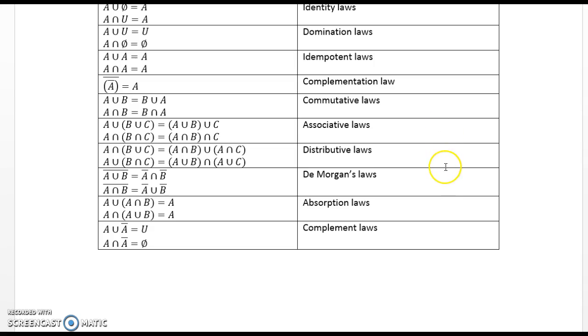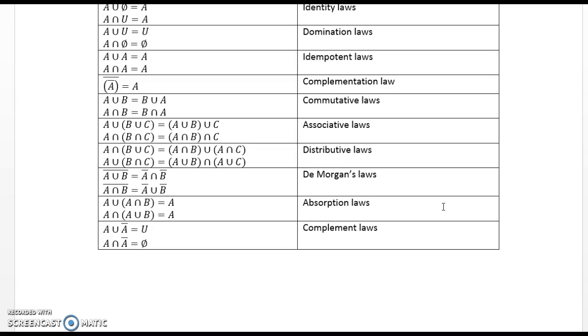We have De Morgan's laws. The complement of the union is the intersection of the complements. The complement of the intersection is the union of the complements. Let me say the first one again. The complement of the union is the intersection of the complements.